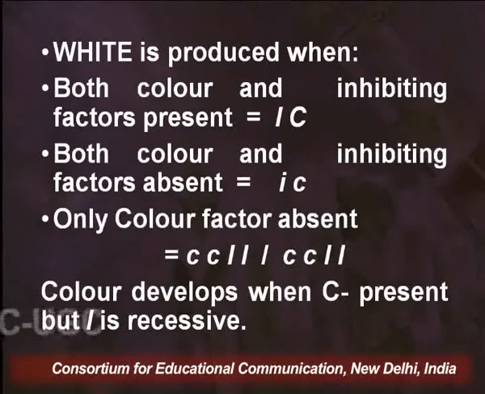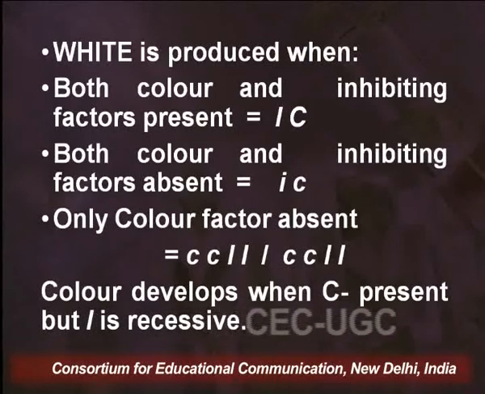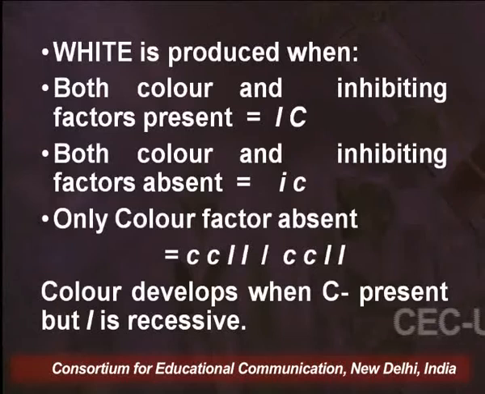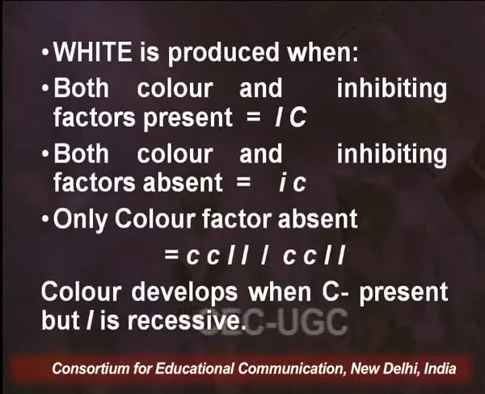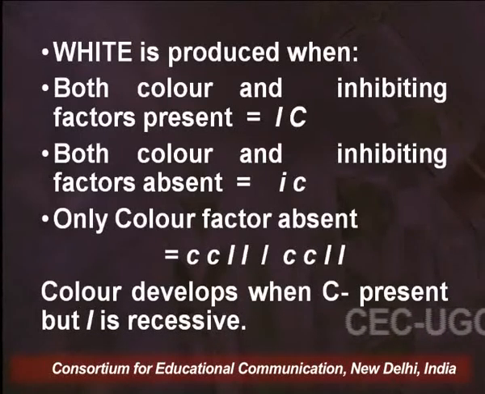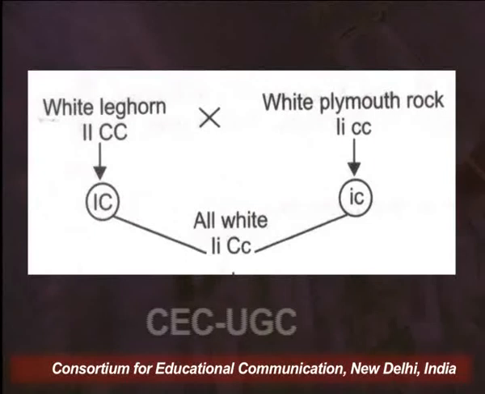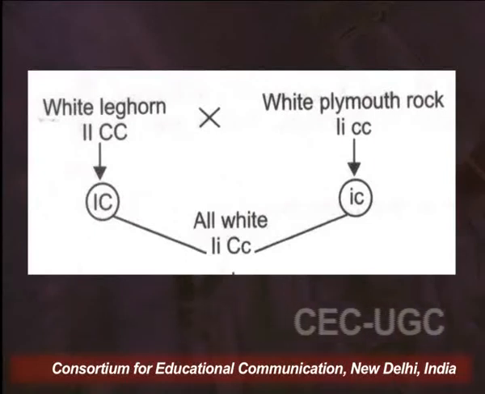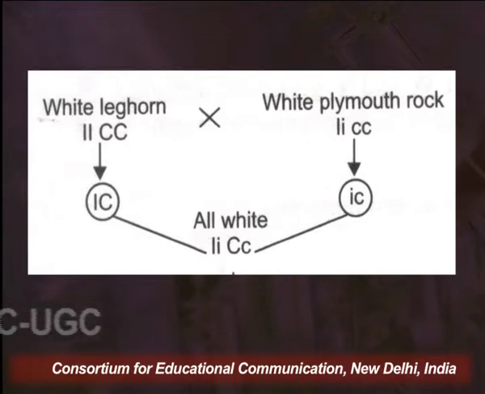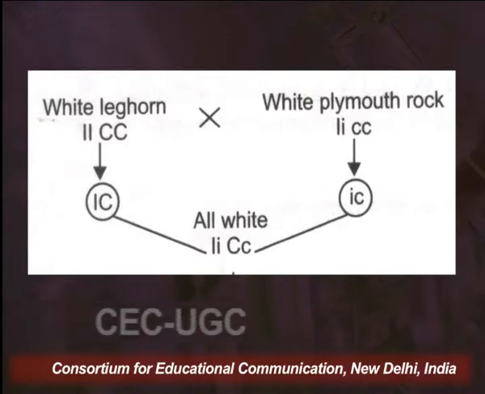Only when the capital C is present in the absence of capital I. And what would be that combination? Capital C, small i, and capital C, small i. That means there are only 3, and therefore the ratio immediately comes to your mind as 13:3. Let us prove this with the help of a cross and a checkerboard later.